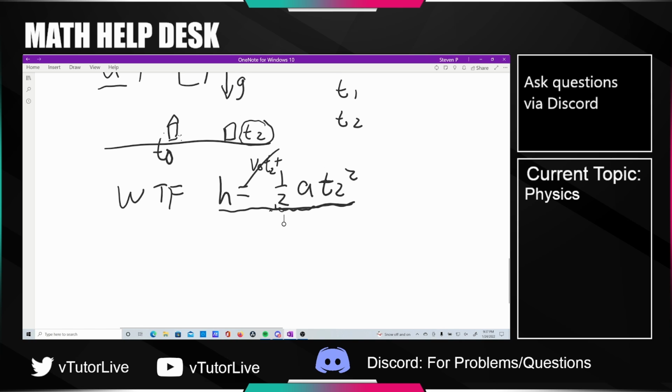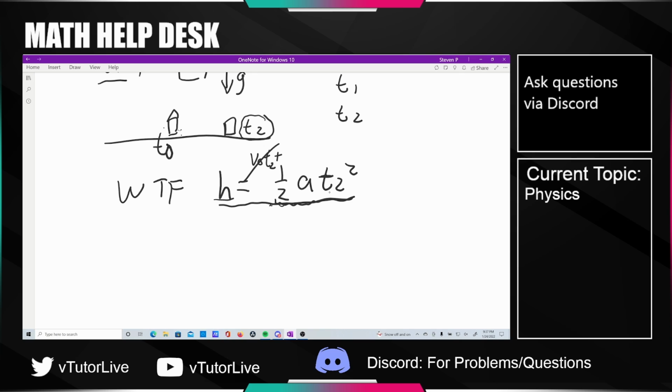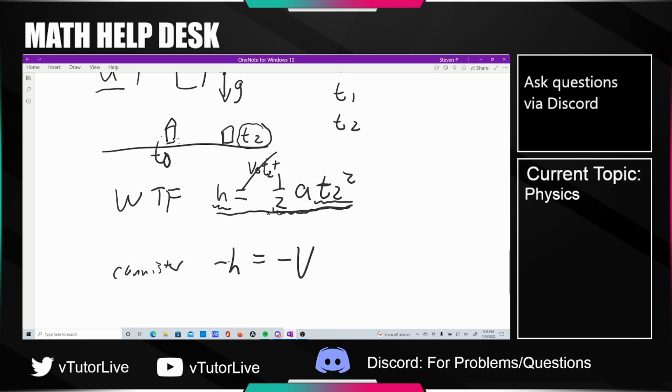So with that in mind, what else do we know in order to solve this? We have basically two unknowns, h and t2, and this means that we need at least another equation relating these things. So the other one is going to be for the canister. It's going to say minus h is equal to minus velocity 1. Okay, really we have more than two unknowns.